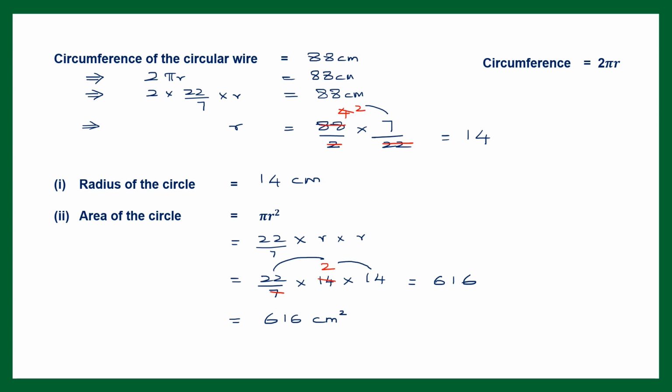So we have found two answers. One, we have found the radius of the circle to be 14 centimeters. And now we have found the area of the circle to be 616 centimeter square.